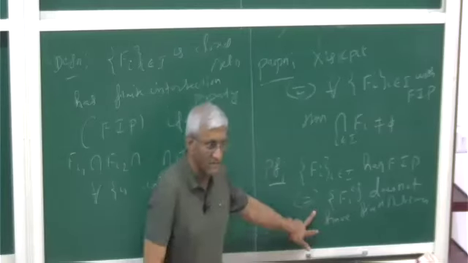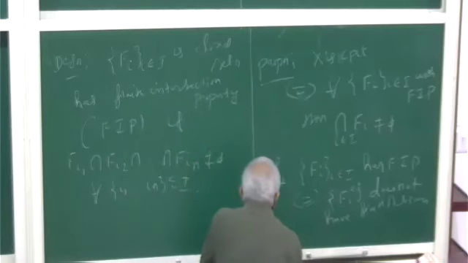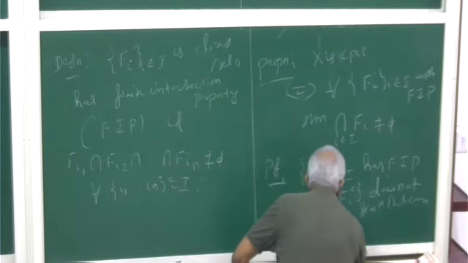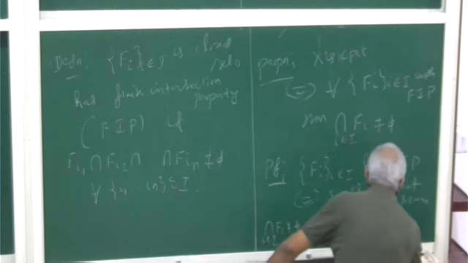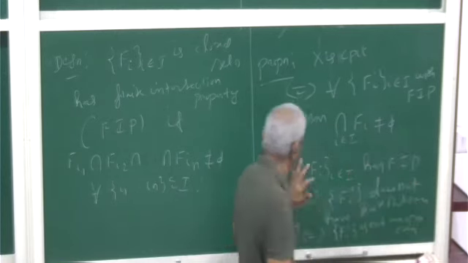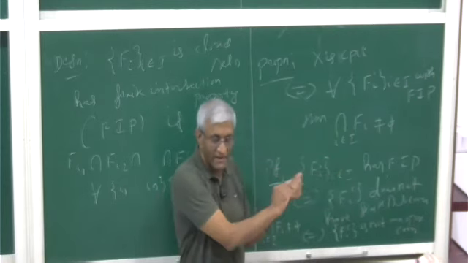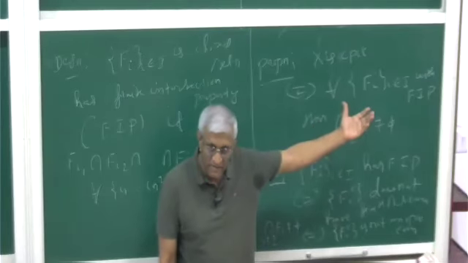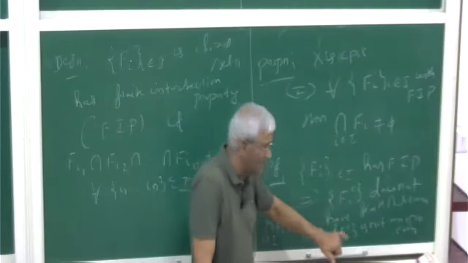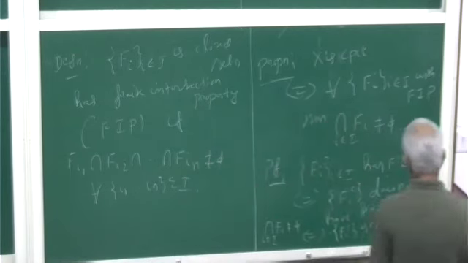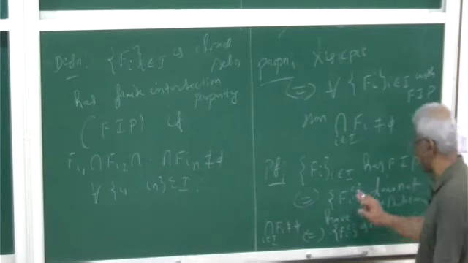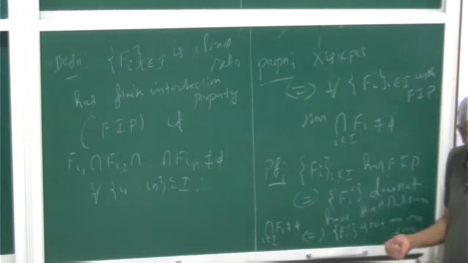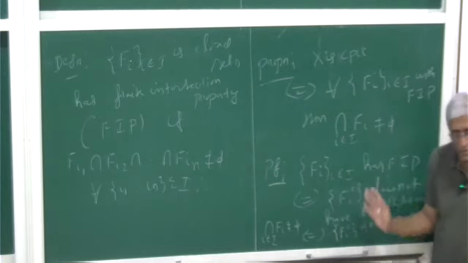F_i having the finite intersection property is equivalent to saying the F_i complement has no finite subcover. And another thing to notice is that the intersection of F_i being not equal to empty is equivalent to saying the F_i complement is not an open cover. If you take any finite intersection, it is non-empty. That means if you take the complements, their union cannot be the whole thing. These two are equivalent.